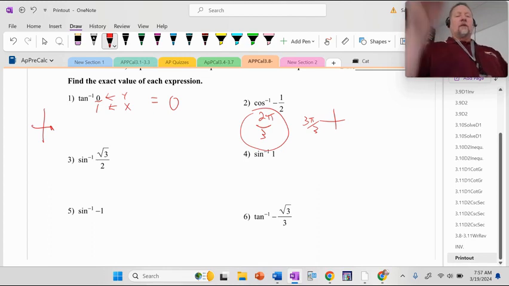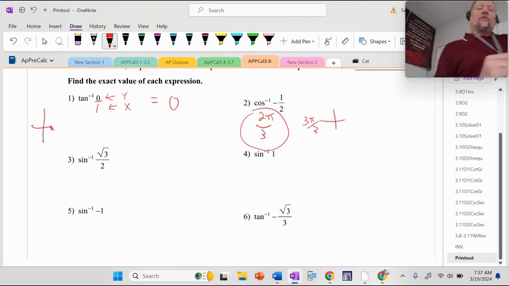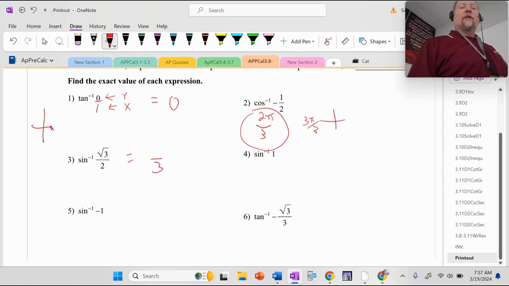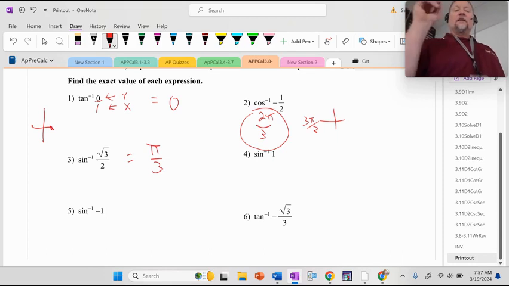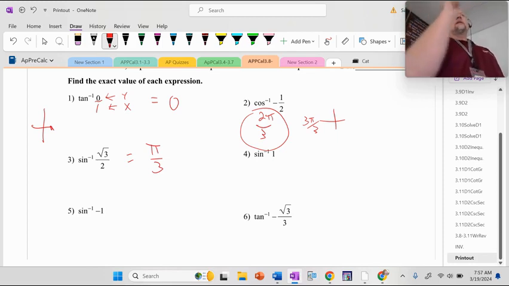So sine of who is root 3 over 2? What's the answer to that? 3, 2, 1, go. It's another over 3, and it's in quadrant 1. That's why these are fast. Anytime you see 1, 0, -1 for sine, cosine, tan, you're on a quadrantal.